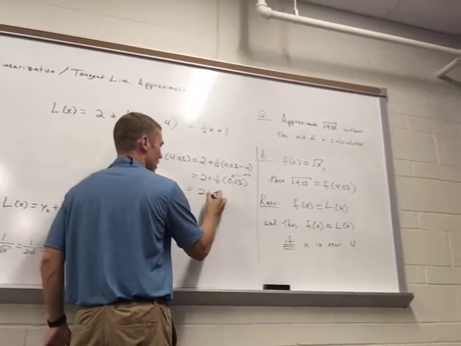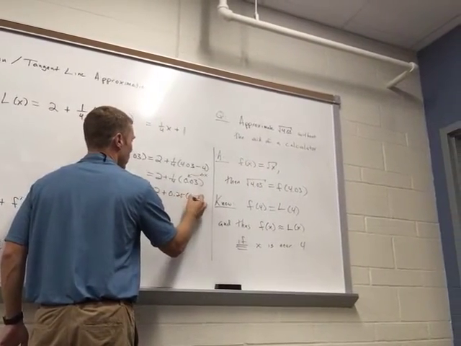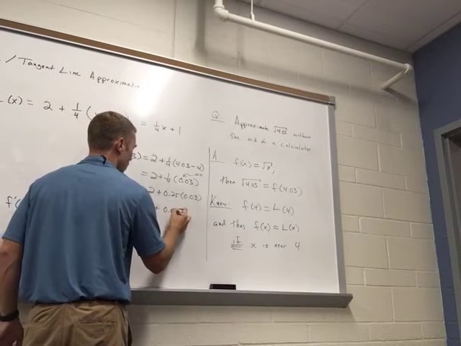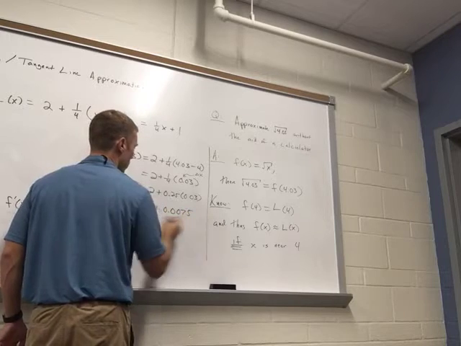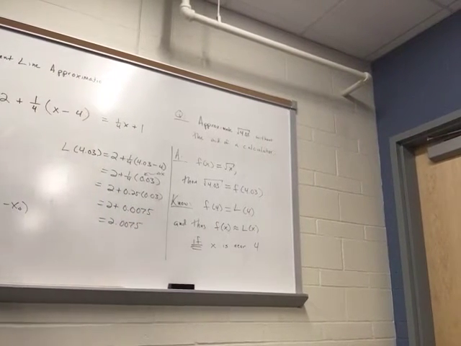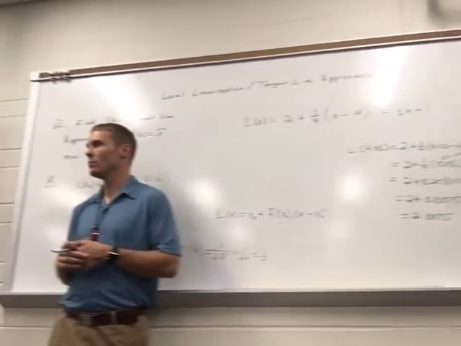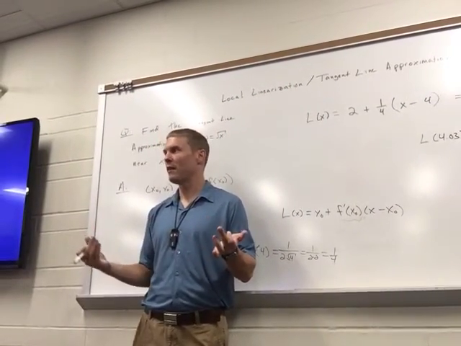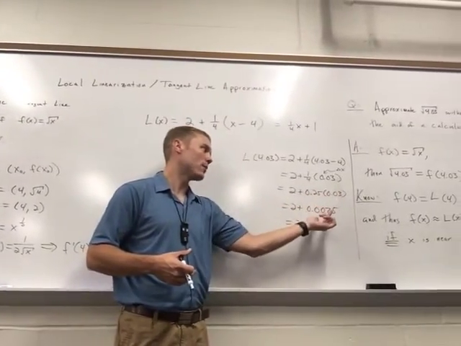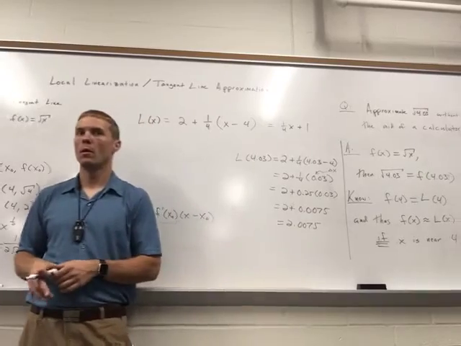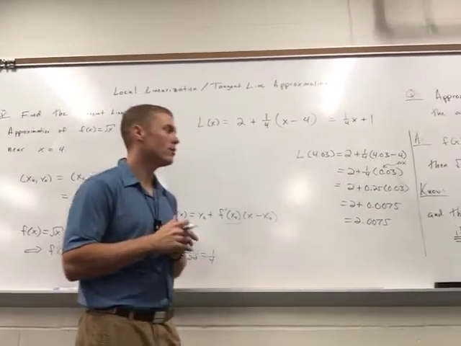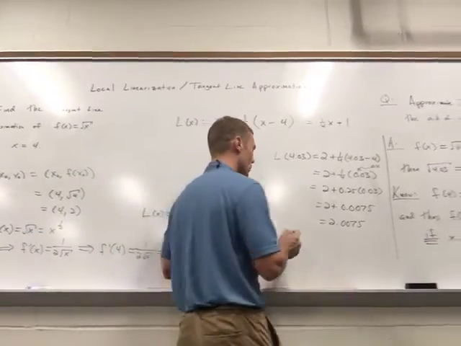Well, this can be done with just a little bit of scribble work. You get 2.0075. Something you all could do with pencil and paper if you had to. Again, 3/4 is 75 cents. Just make sure you keep the right number of decimal places: 2 decimal places, 4 decimal places, 1, 2, 3, 4. So we can approximate the square root of 4.03 as 2.0075.